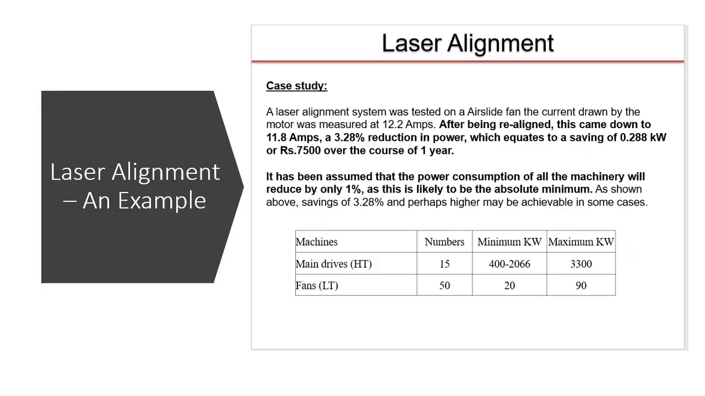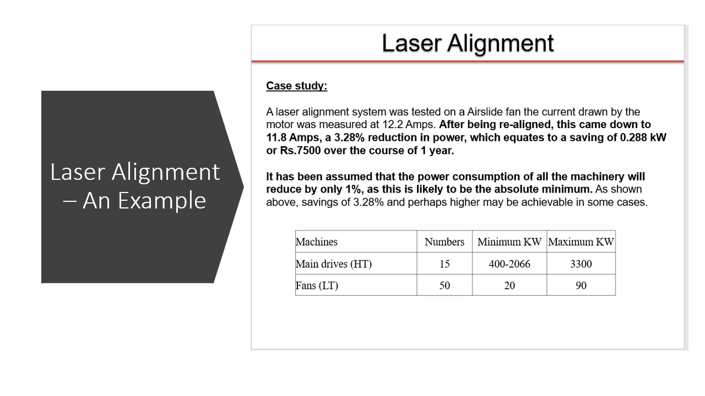So this is an example of savings achieved through laser alignment. We did a study in our facility for a small air slide fan. The fan which was having misalignment was measured. It was taking 12.2 amps with the misalignment. After being realigned, this came down to 11.8 amps, which is a 3.28% reduction in the power, which equates to a 0.288 kilowatt saving, and 7,500 Indian rupees over the course of 1 year.